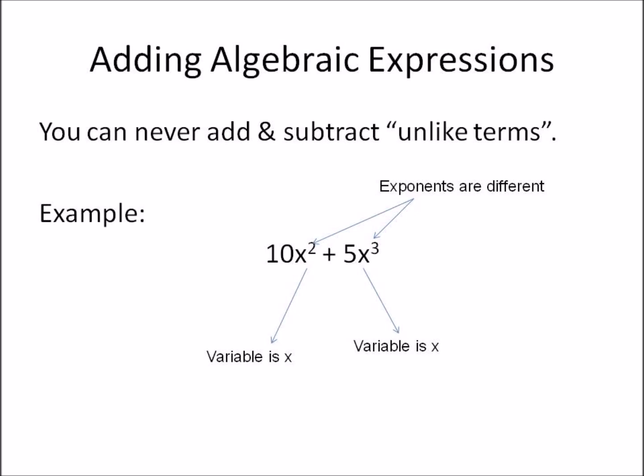This is another example. Now the variable in both is the same, right? 10x squared plus 5x to the power of 3. So the variable is the same in both, x and x. However, the exponents are different, right? In the first term you have to the power of 2, and in the second term you have to the power of 3. So you cannot add that expression.